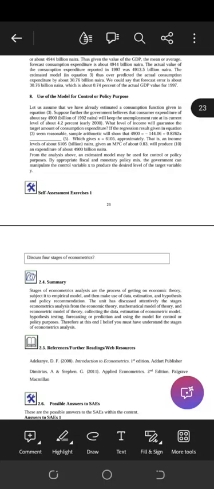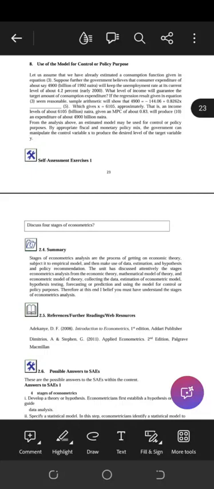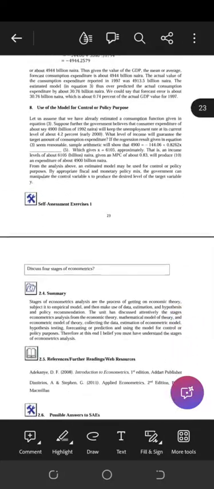Now, number 8, uses of the model for control or policy purpose. I have explained this actually, but let's just proceed. So let us assume that we have already estimated the consumption function given in equation 3. Suppose further that the government believes that consumer expenditure of about 4,900 billion naira in 1992 will keep the unemployment rate at its current level of 4.2%. So government will say, okay, if consumption is 4,900 billion, the unemployment rate will not go above 4.2%. So what level of income will guarantee the target amount of consumption expenditure?